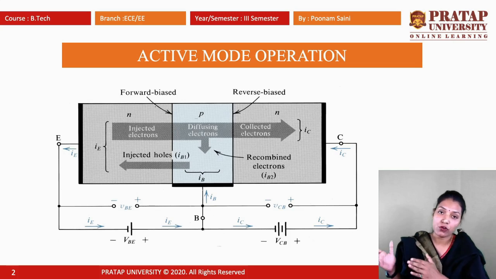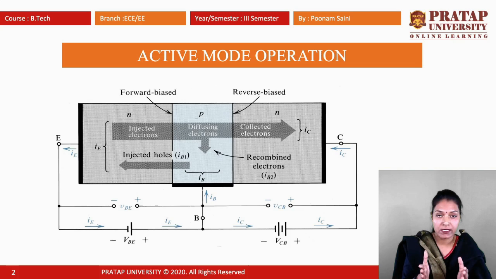Now the electron crosses the junction because of the forward bias and goes to the base. At the base there is a very little amount of holes, so very little electron-hole recombination happens. This recombination provides the base current, and the remaining electrons move towards the collector, so this is known as the collector current. This is the active mode operation of NPN.